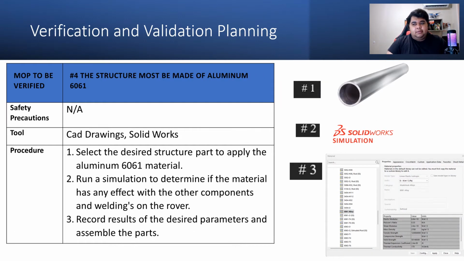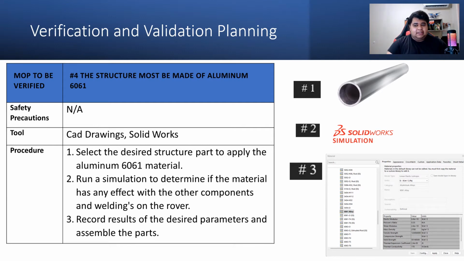For the thermal MOP, the structure must be made of aluminum 6061, which, as previously stated, is the NASA recommended material for most of this built stuff, the rover, even parts of the rockets. This is actually one of the standard materials we'll be using. To validate this result, we'll be going through the CAD drawings and the SolidWorks simulations.